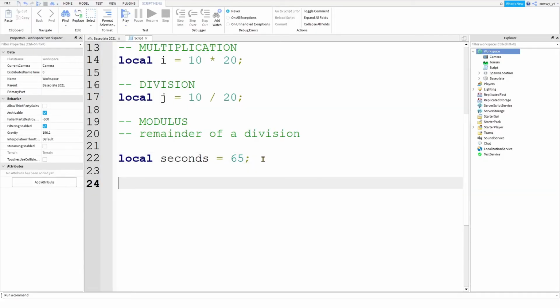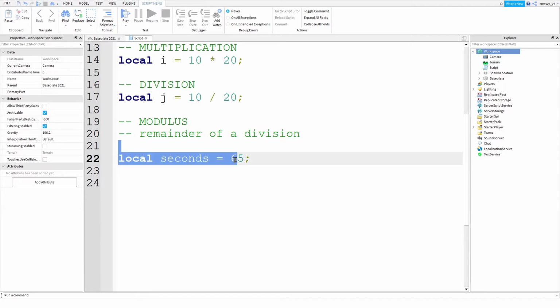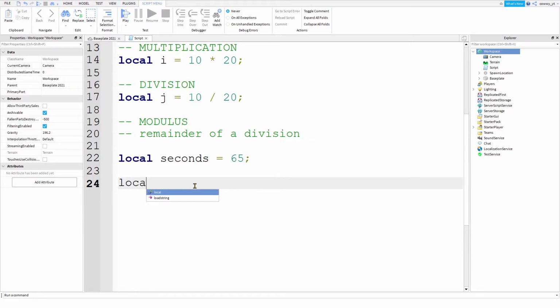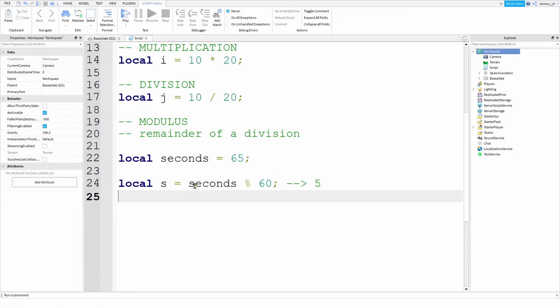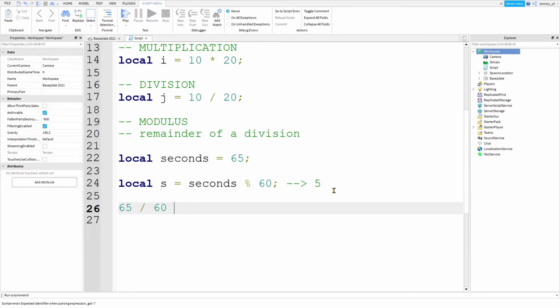In this situation, we want to use the modulus to convert seconds into minutes. So I have here local seconds equals 65. But I want to know how many seconds are left if I were to convert it to actual time, like 1 minute and 5 seconds. The 5 seconds is what I'm interested in. So if I want the seconds only, I will write something like this. Local S equals seconds percentage 60. The percentage sign is called the modulus. Then if I were to print this out, you'll notice that S is 5 because 65 divided by 60 is equal to 1 with a remainder of 5. That'll give us 1 minute and 5 seconds.